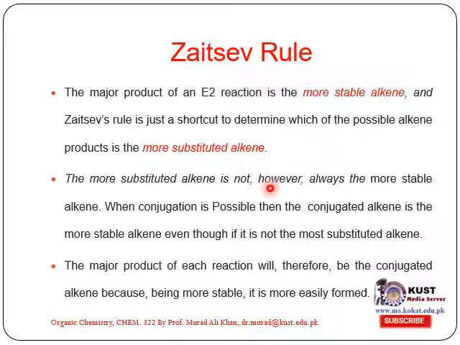Okay, the Zaitsev rule says that the more substituted alkene is more stable, but if there is conjugation present, then the conjugated alkene is the more stable one, and that product will be in higher percentage as compared to the more substituted alkene, as the conjugation gives more stability to the product.